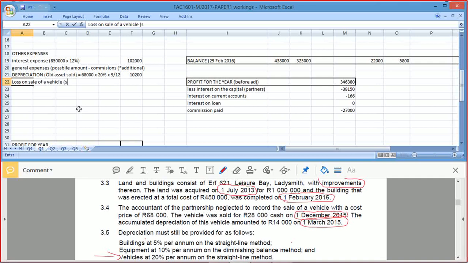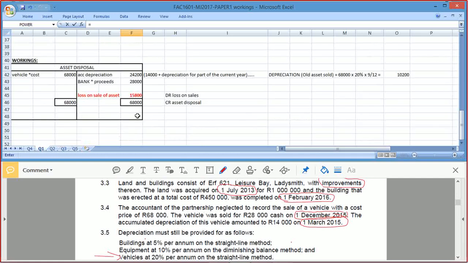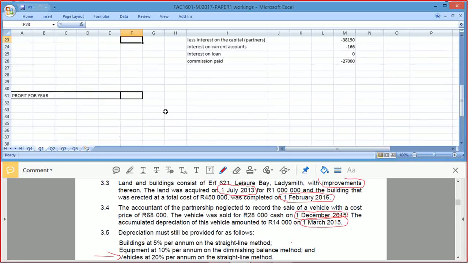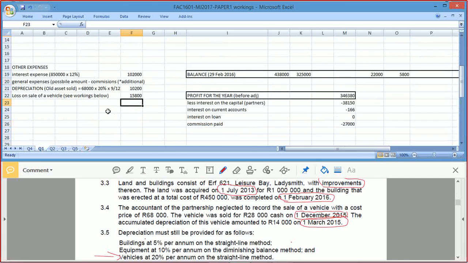Open brackets. See working below. See, that's what I would reference, and then I would literally show that here. Show the 15,800 there. Make sense? Yes, it does. Okay. Right.